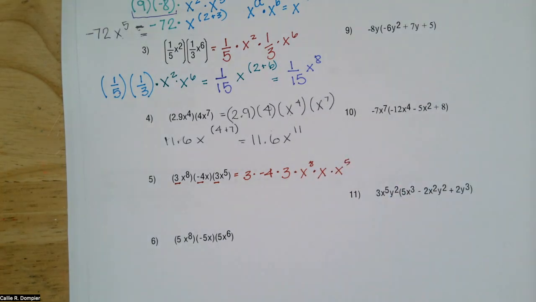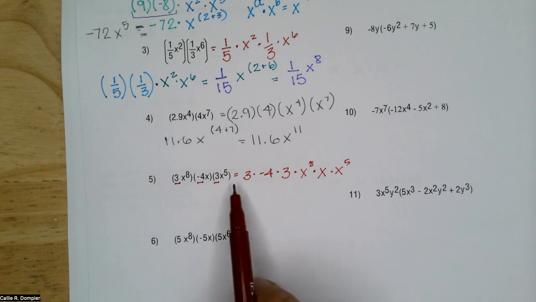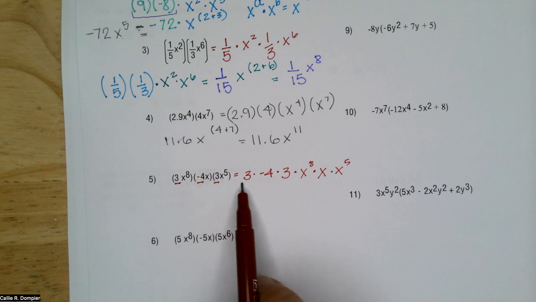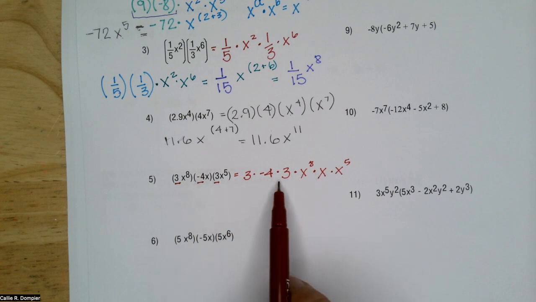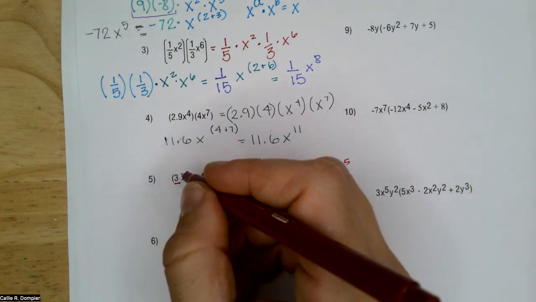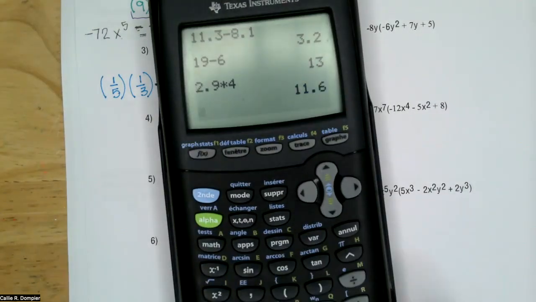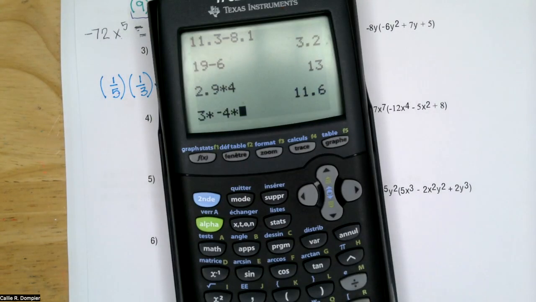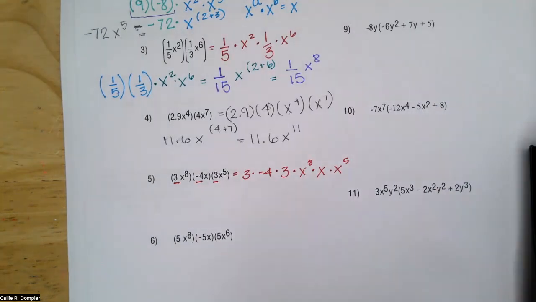If you wanted to write it out like this, x would not be negative because the negative is with the 4. But the whole term is negative. Negative 4x is negative 4 times positive x. And again, you don't have to write it out like this. You can just do it in your head. 3 times negative 4 times 3. Negative 36.